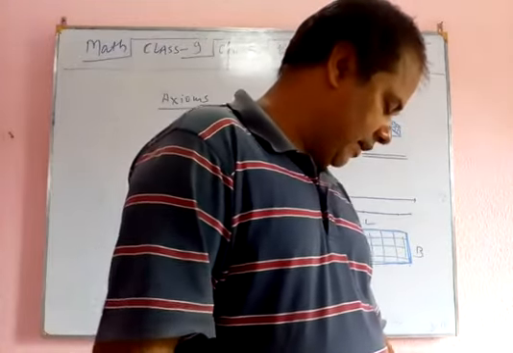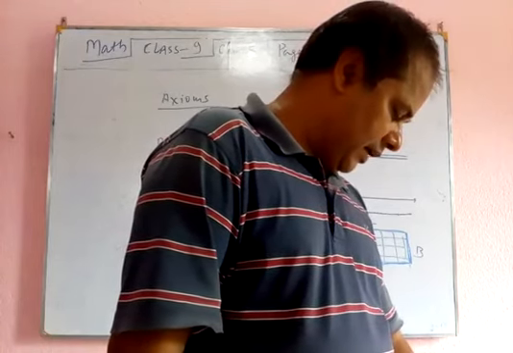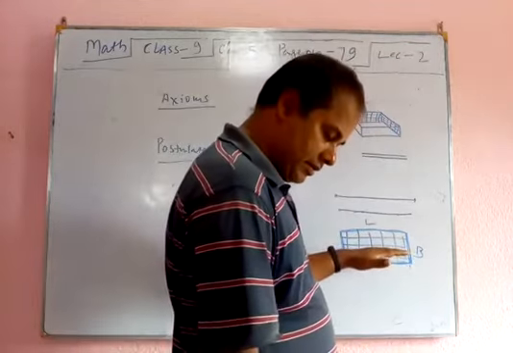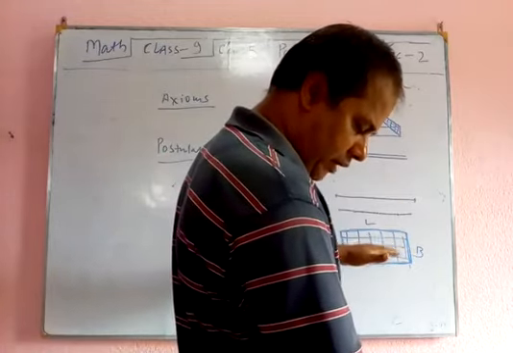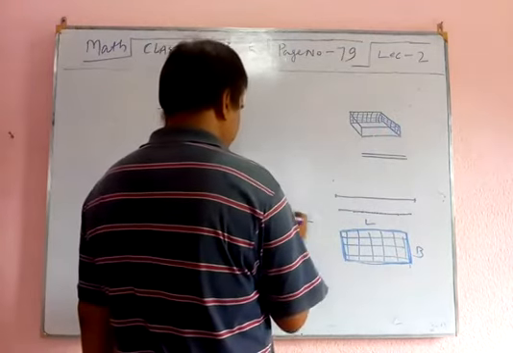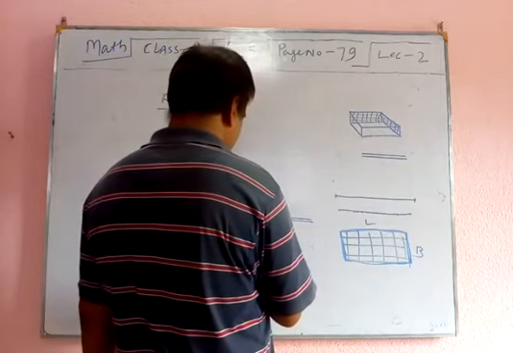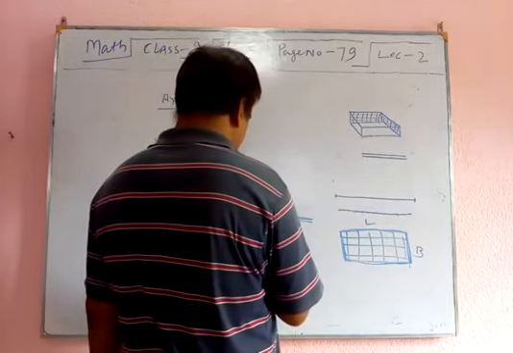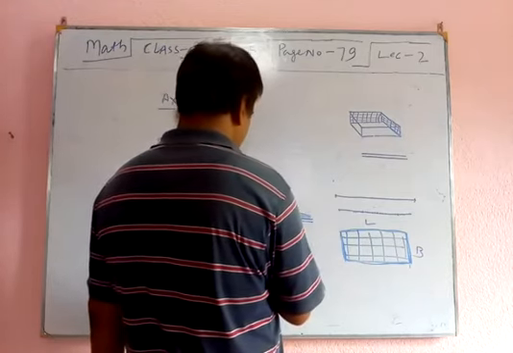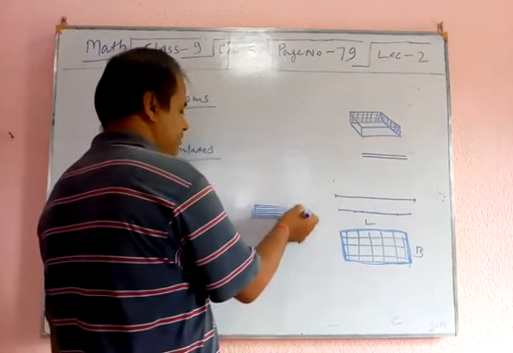And 7. A plane surface is a surface which lies evenly with the straight lines on itself. A plane surface is a surface which lies very evenly with a straight line on itself. Suppose this is one line and this is another line. Then again third line, again fourth line, then fifth line. So these are the lines. So these lines make the plane.